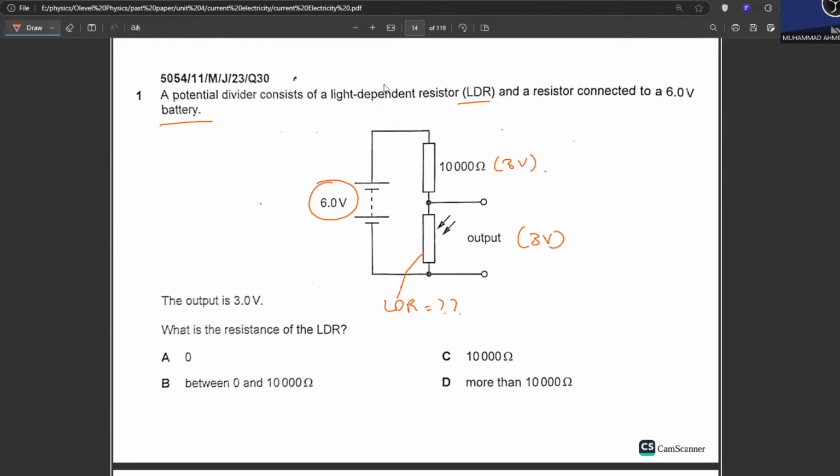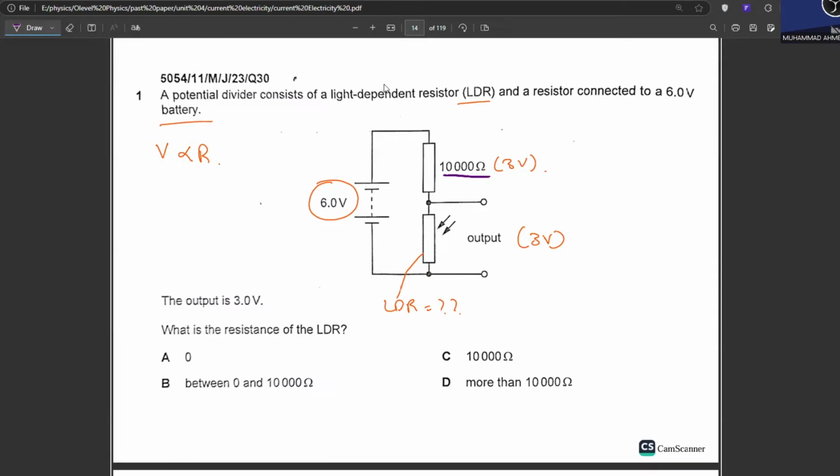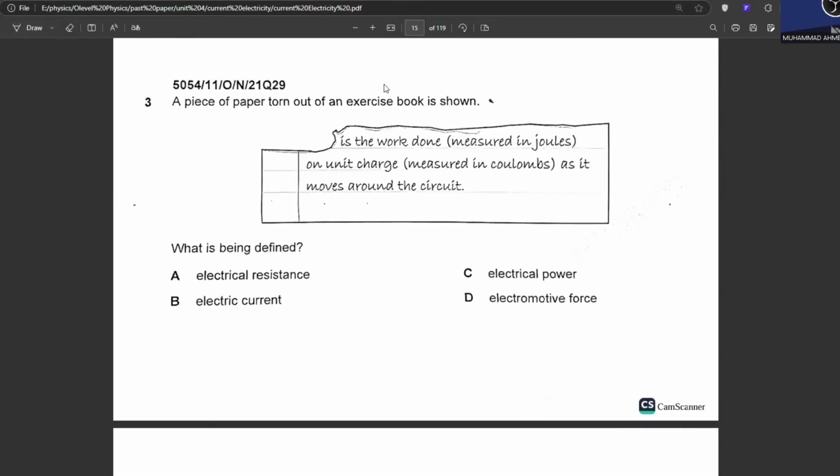Okay. Listen. We have studied in series that voltage is directly proportional to resistance, right? Can you observe that here a 10,000 ohm resistance is receiving a voltage of 3 volts? So what will be the resistance of LDR to receive 3 volts? Apply ratio method. X comes out to be 10,000 ohms. Simple. Is there any answer like that? C is your answer.